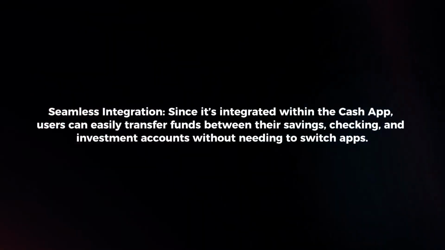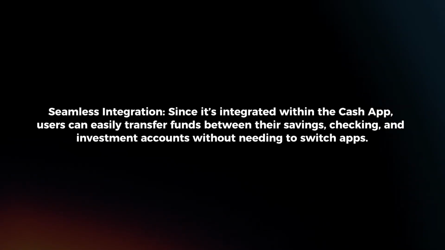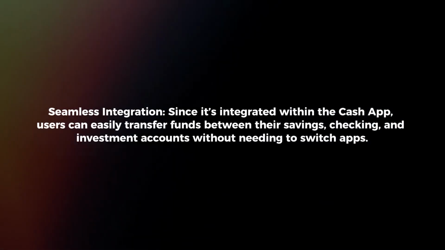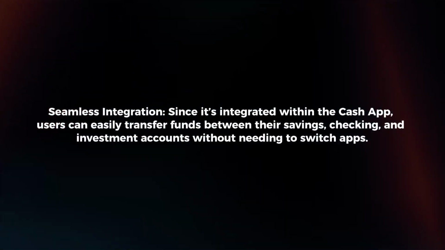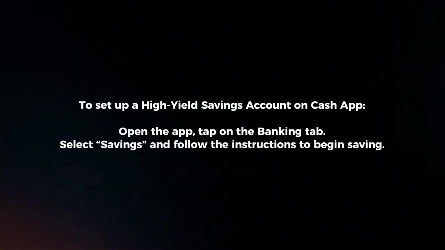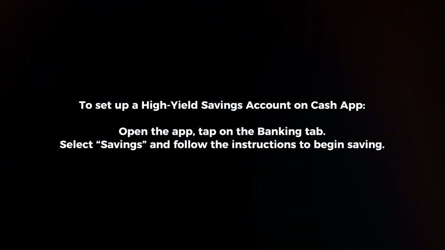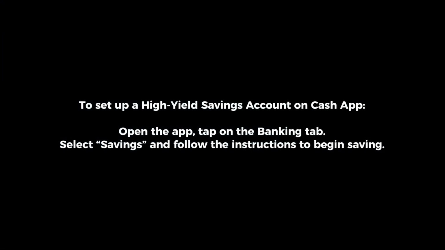Seamless integration. Since it's integrated within the Cash App, users can easily transfer funds between their savings, checking, and investment accounts without needing to switch apps. To set up a high-yield savings account on Cash App, open the app, tap on the Banking tab, select Savings and follow the instructions to begin saving.